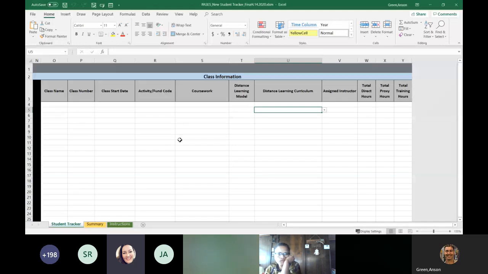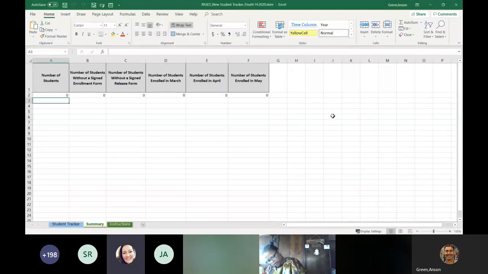Anson, real quick, if you'll click on the summary tab for me. As you go through and you're starting to fill this information out, the summary tab is basically going to auto sum the information that you're putting in there. So you'll be able to see the total number of students as you're filling this out, the total number of students that don't have an enrollment form, assigned enrollment form, or assigned release of information form. Then it's going to start to break down your students by the month they were enrolled.